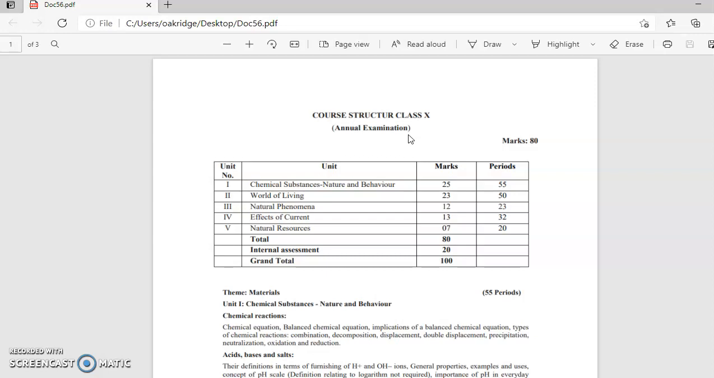So let's get started. Basically, this first unit, if you can see, is chemical substances, nature and behavior, which comprises 25 marks, and this is chemistry. It comprises 55 periods, as you can all see, and totally chemistry is 25 marks. Already in grade 9 you would have known that chemistry is 25 marks. So this is how it is in grade 10 also. We can all see this chemical substances, nature and behavior is the chemistry part.